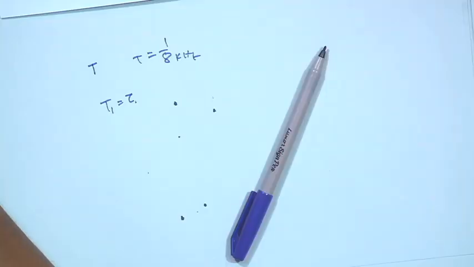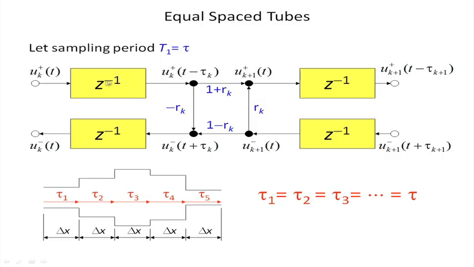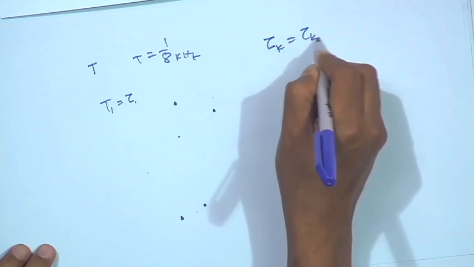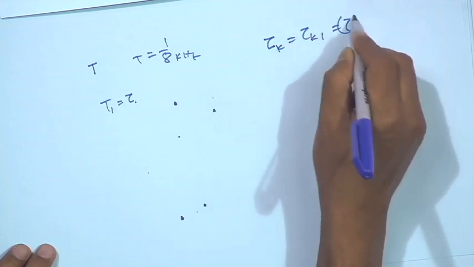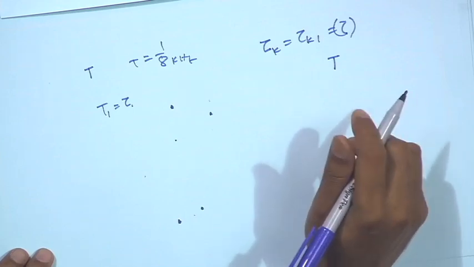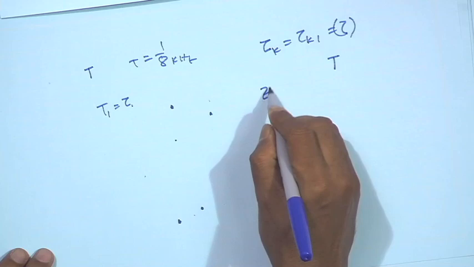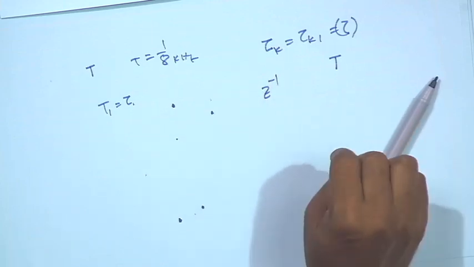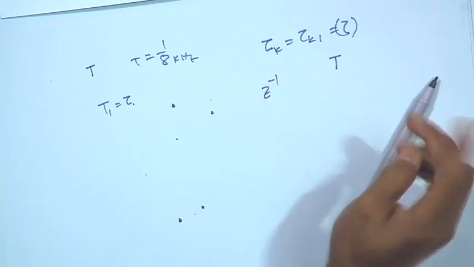So, the delay tau k is replaced by Z to the power minus 1, where tau k is equal to tau k plus 1 is equal to tau, and this tau is nothing but the sampling period. So, in that case the signal is one sample delay, that is Z to the power minus 1. Now, considering the boundary condition, I can derive the complete transfer function of this tube model in the Z domain, then I can implement it.